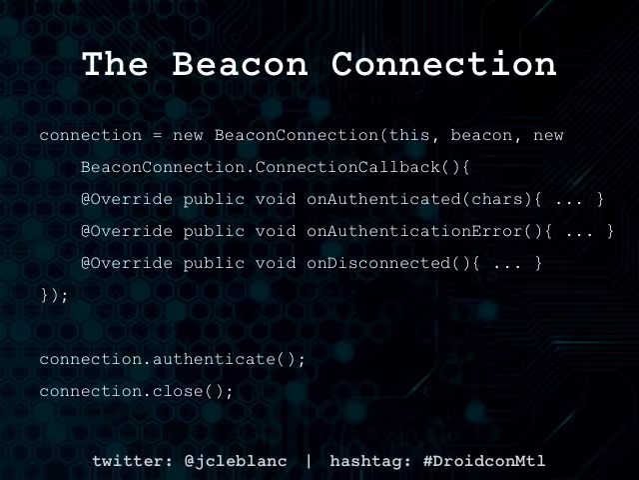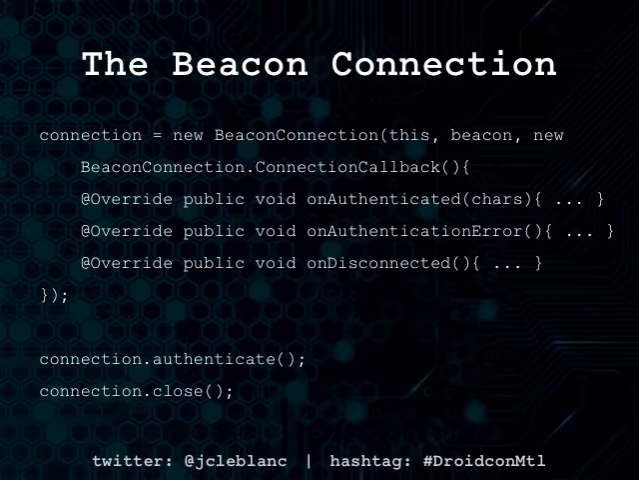So let's say we want to adjust the information about the beacon. First thing that we're going to do is set up a new beacon connection. Send through the context and the beacon that you want to manipulate. We'll get into how to get this beacon information in just a second. And then you're going to provide a new callback.